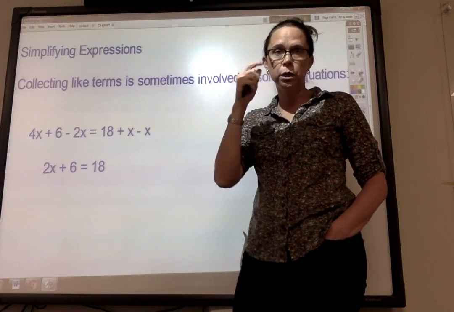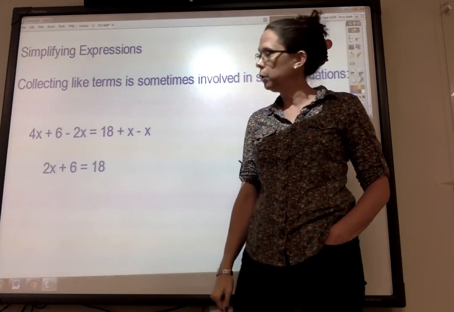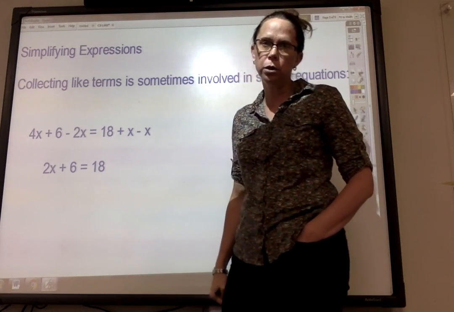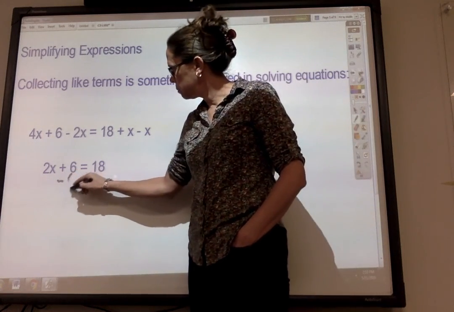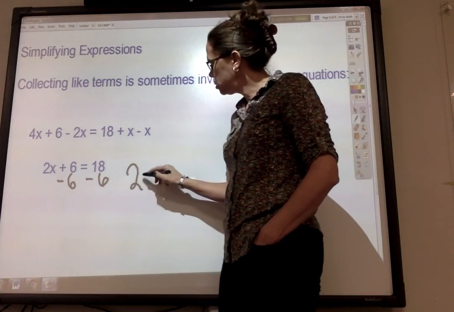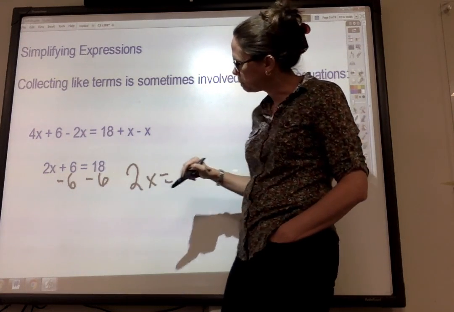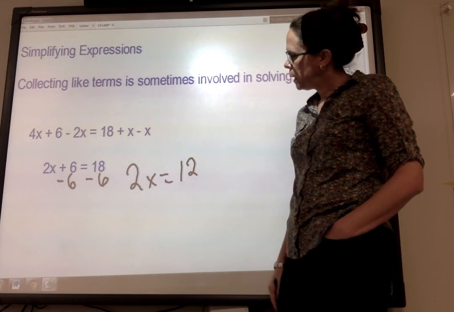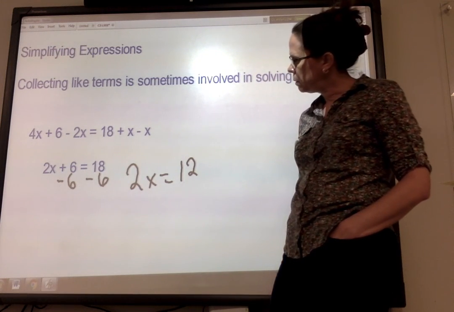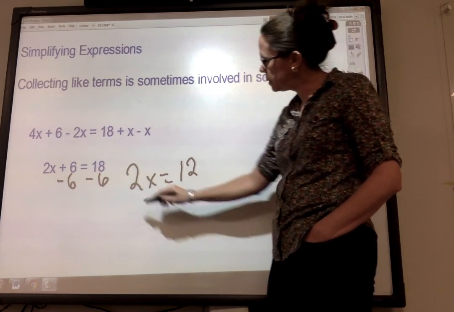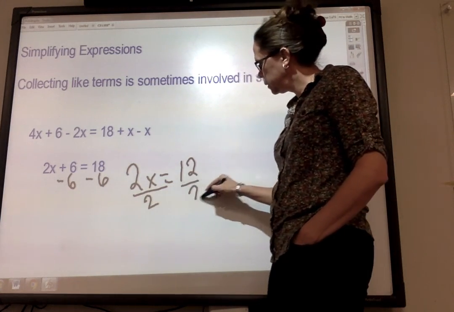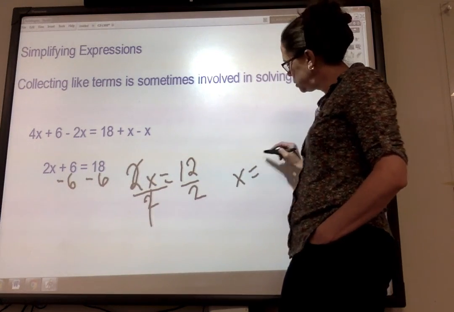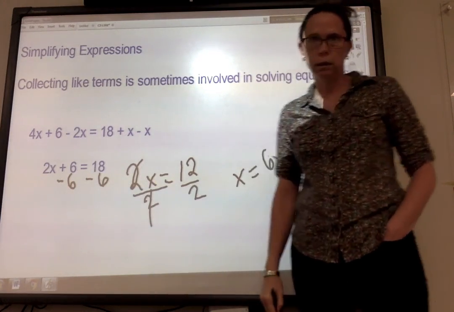Now we're ready for the questions that we ask ourselves. What's the term containing the variable? 2x. What's happening to 2x? It's being added by 6. How do I undo add 6? Subtract 6 on both sides. Now I get 2x is equal to 12. Now what's happening to x? It's being multiplied by 2. How do I undo multiply by 2? Divide by 2 on both sides. 12 divided by 2. X is equal to 6.